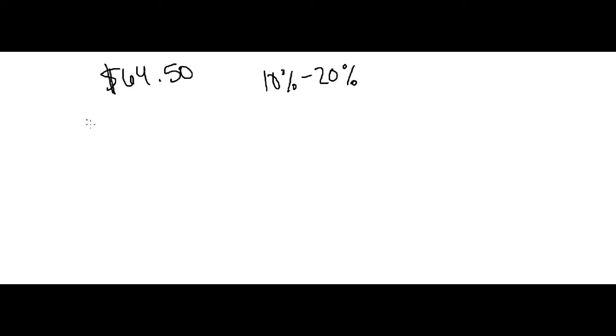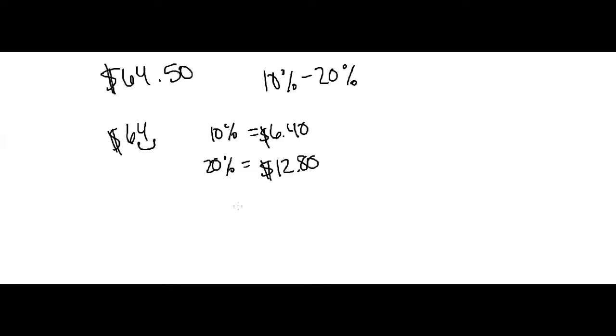So generally what I would do, if this is my total bill, technically you're not supposed to tip on the taxed amount, but a lot of people that I know do tip on the taxed amount. So I would probably just round this down to $64. And then in order to take 10%, you move the decimal place one spot to the left. So 10% of this would be $6.40. And then if you want to do 20%, I just double it. So double that would be $12.80.